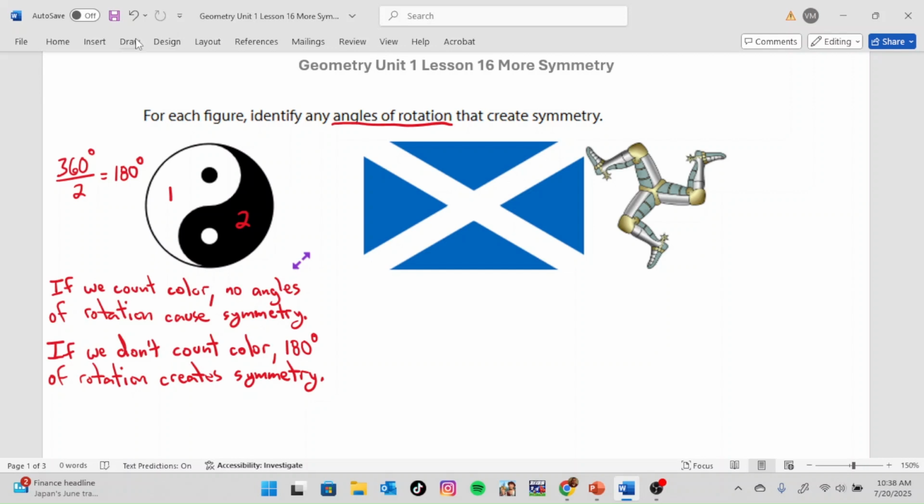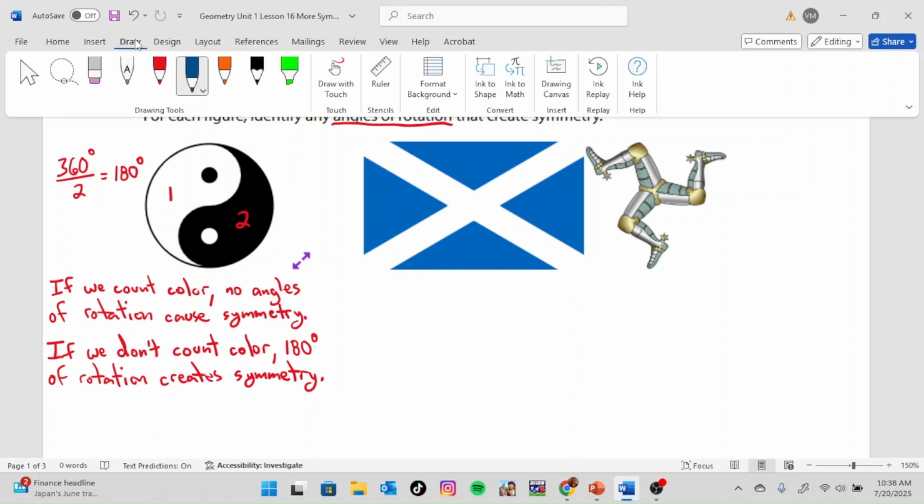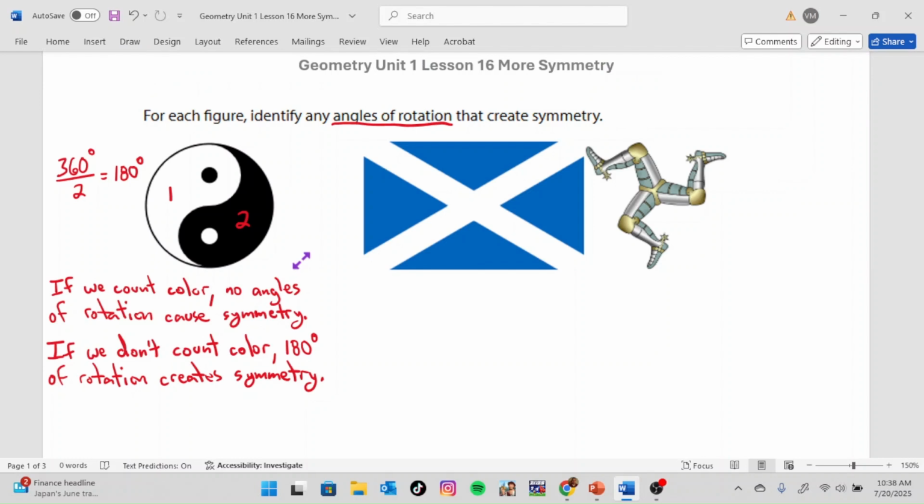So that's how I would answer the first one. Let's look at number 2. Here we have a rectangle. Now the colors won't matter this time. And if I were to rotate this rectangle all the way around, it would be 360 degrees.